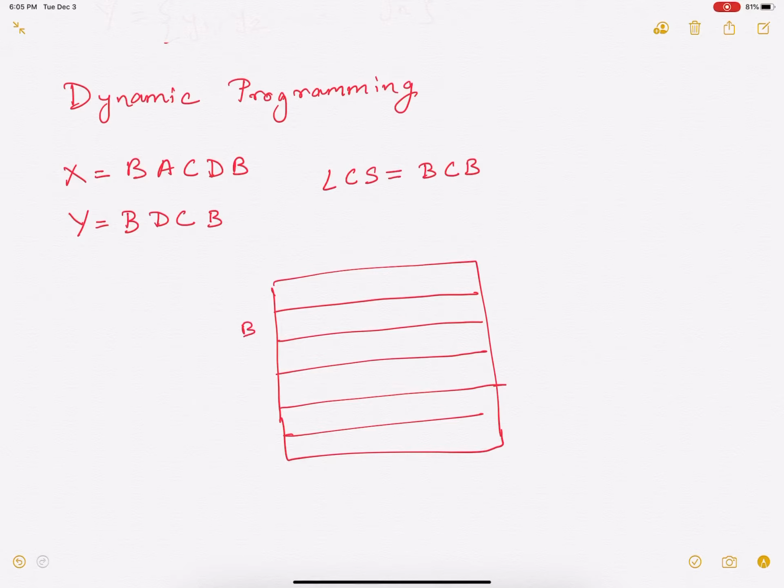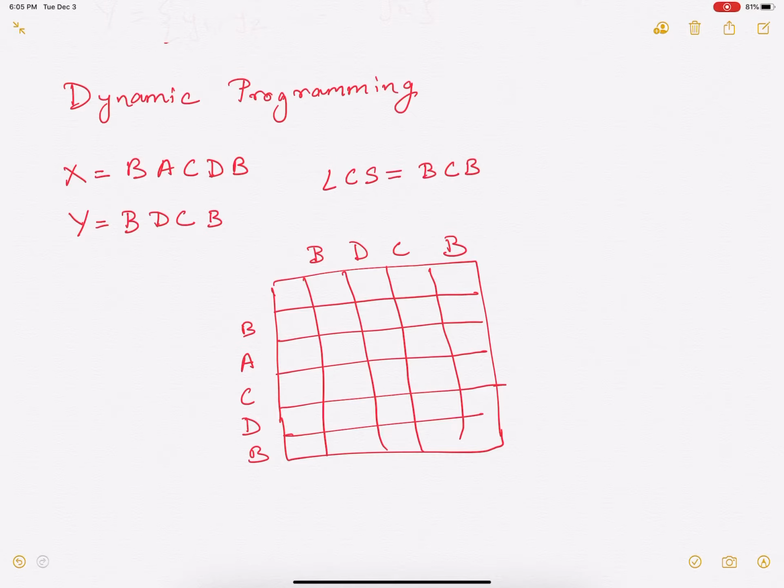So B, A, C, D, B. This is what I'm going to write on this side. And on this side, I'm going to write B, D, C, B. Okay, that's what I'm going to write.